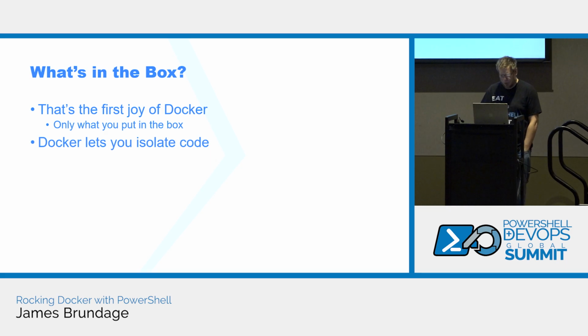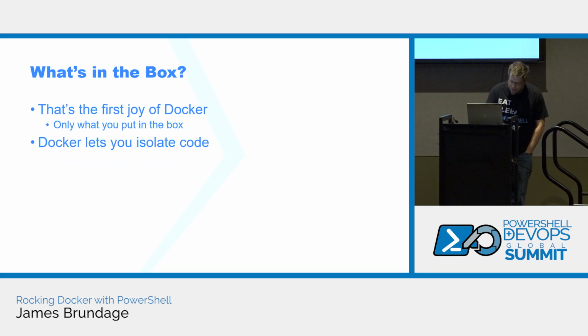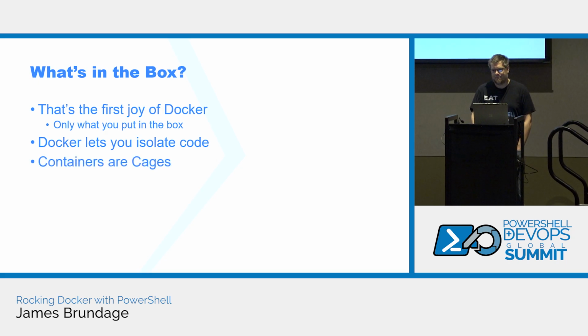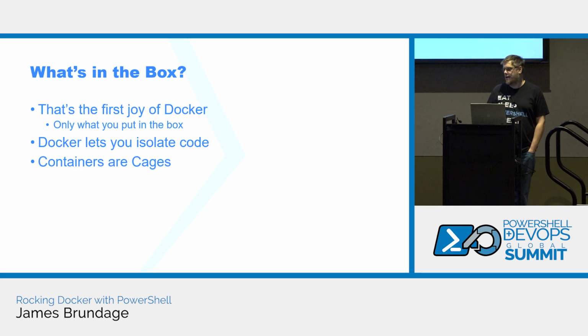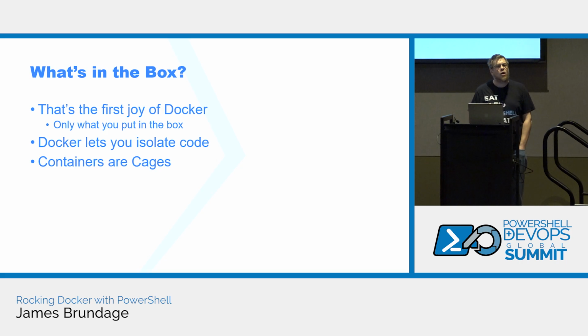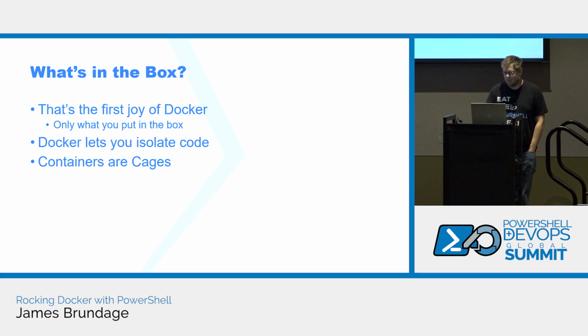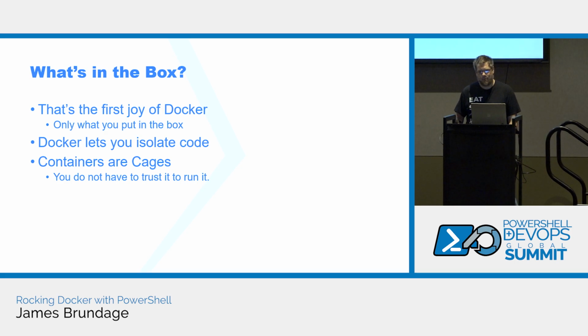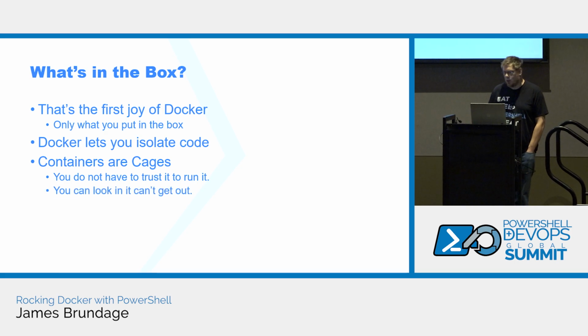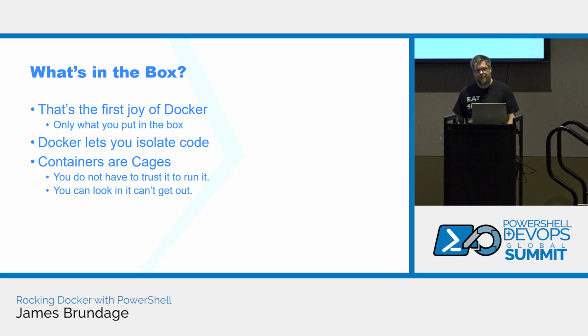Docker lets you isolate your code. And this is just fantastic because, well, if you really take away some of the PR buzz and view things more accurately, containers are cages. How many times have you been in an organization that just doesn't know for sure if they want to run your PowerShell script because they can't trust it? Well, you don't have to trust it. It's running in a cage. You can look in, it cannot get out. Love that about Docker. Really, really do.